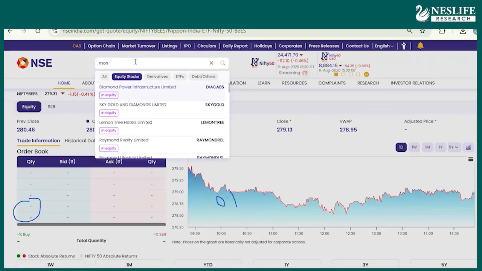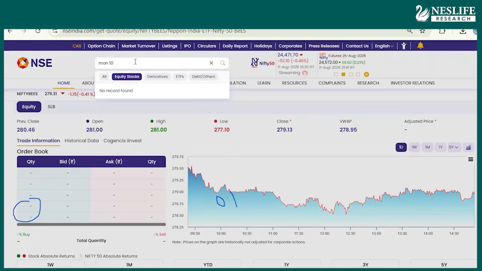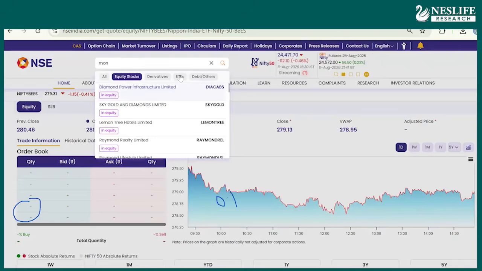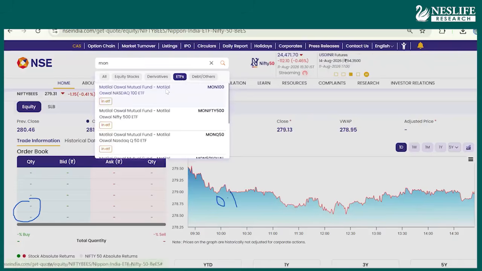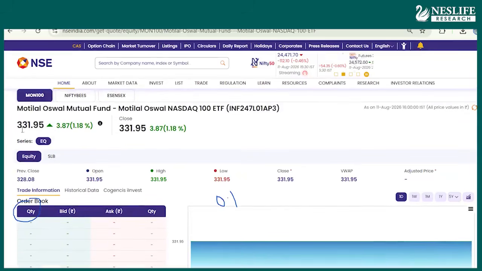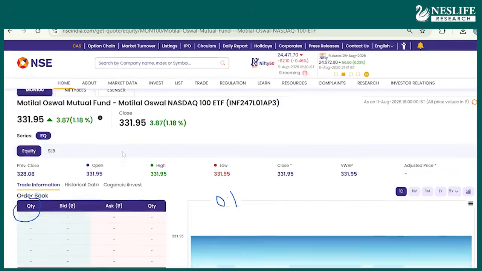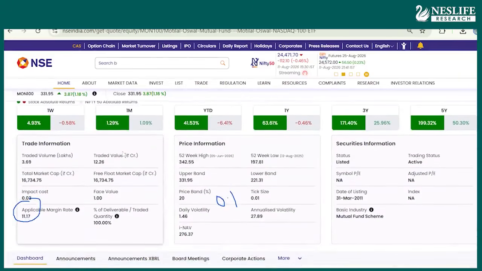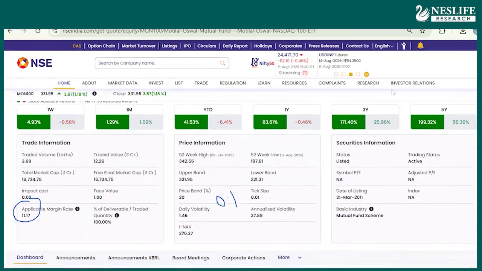Nifty. No, not Nifty. This is the current price, 331. And if you check iNAV, you can see the indicative. Can you tell me what I said about iNAV? Write in the chat box. This is indicative NAV provided by the AMC.